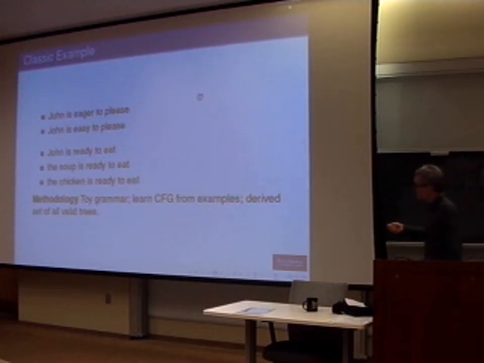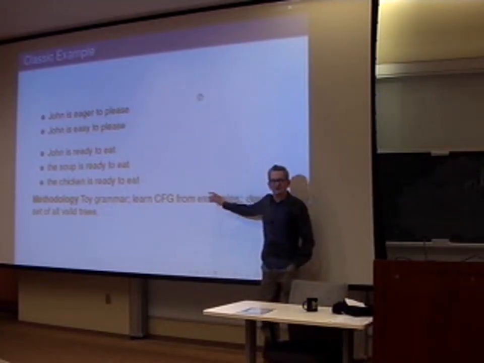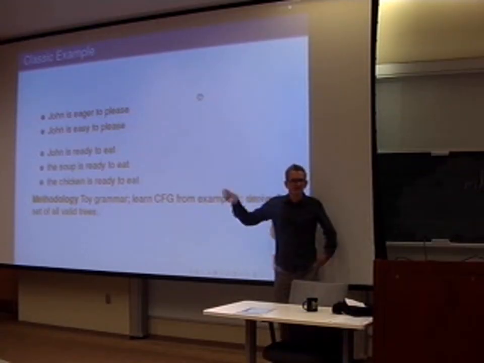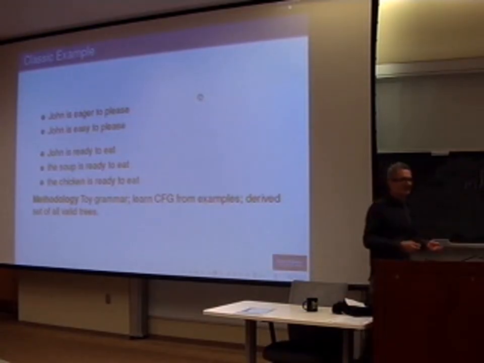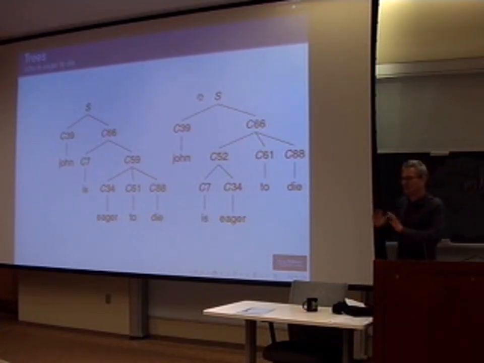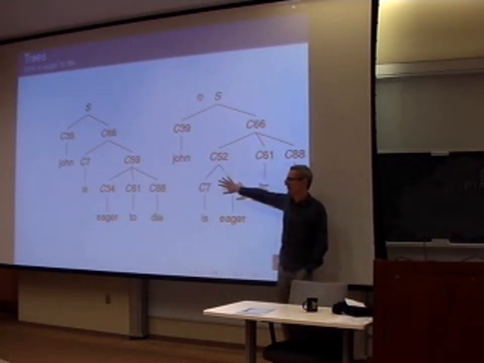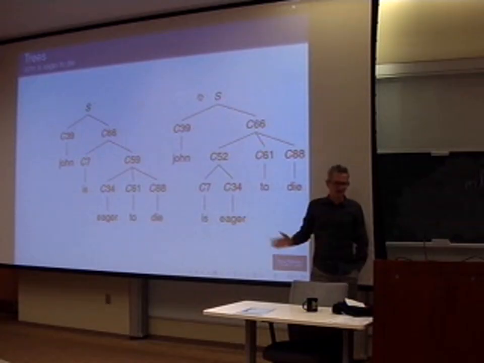So the methodology I used is I wrote a little toy grammar. I learned the context-free grammar from examples, and then I used this algorithm to derive the set of all possible valid trees. What you get is maybe not exactly what one wants, but this is what we got. For the sentence John is eager to die, we get two distinct tree structures that look like this.